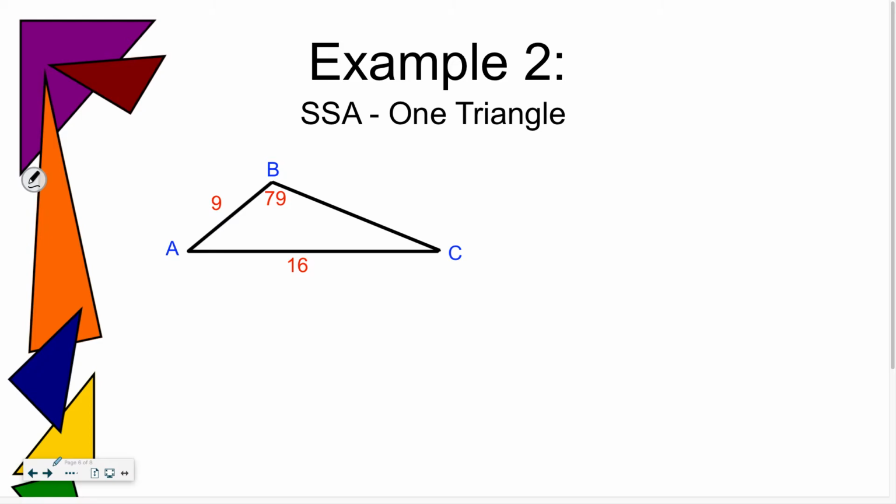Okay, so remember, this is side side angle, so it's different than the last one. In the last one, I knew two angles. This one, I know two sides. Let's see, so angle B is 79, side C is 9 and side B is 16.